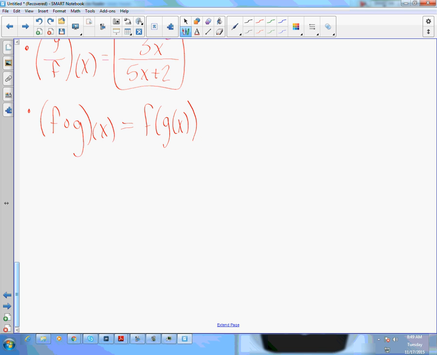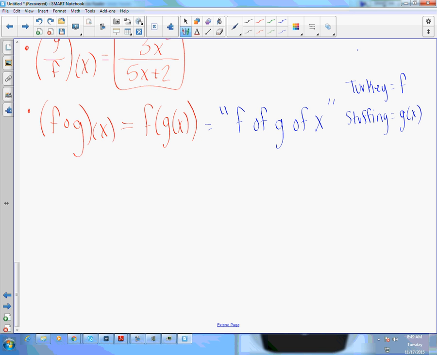We have F, the turkey every time for Thanksgiving, stuffed with G. F is on the outside, G is stuffed inside, and it's read F of G of X. So it's not F times G of X, it's F of G of X. Essentially, the turkey, the outside, is F, stuffed with G of X.